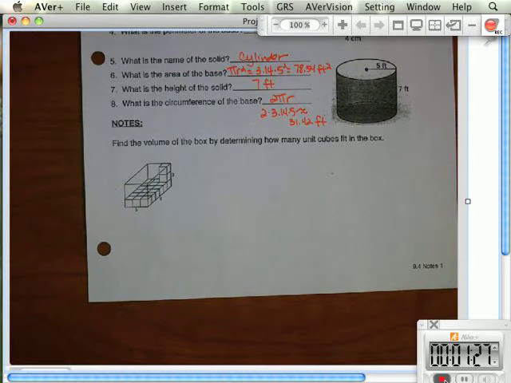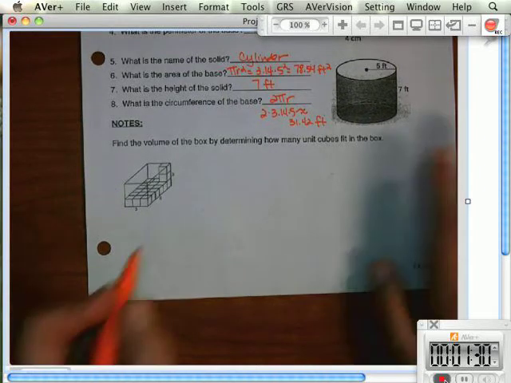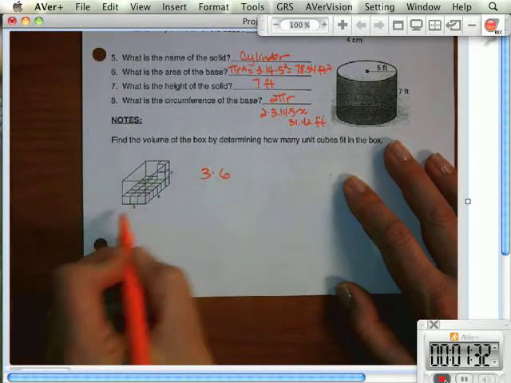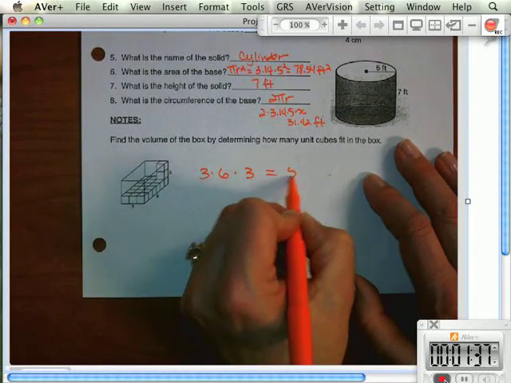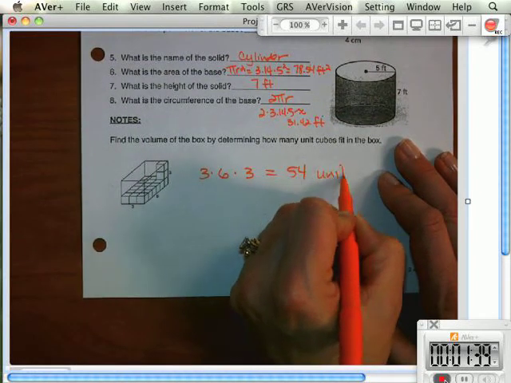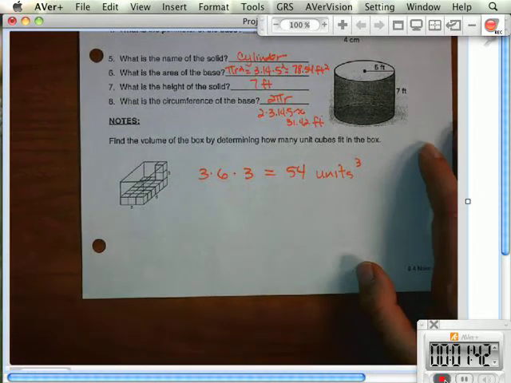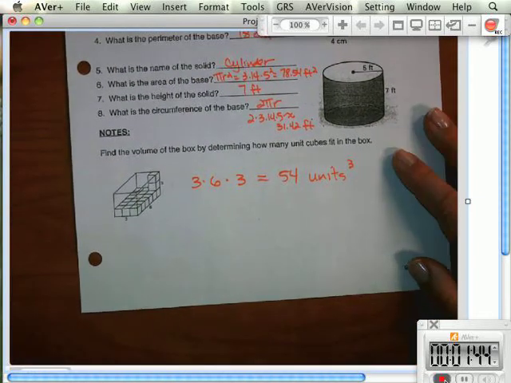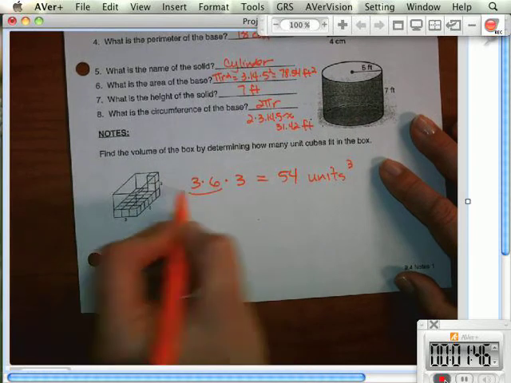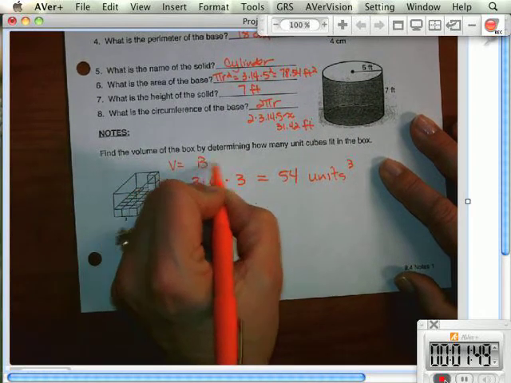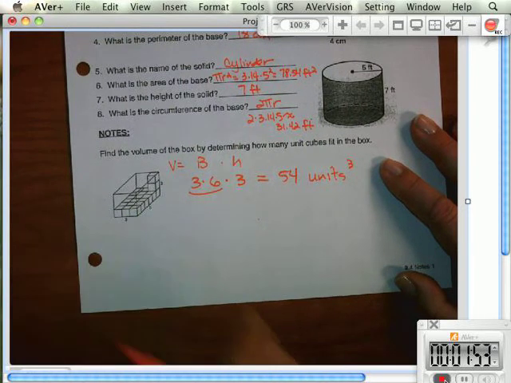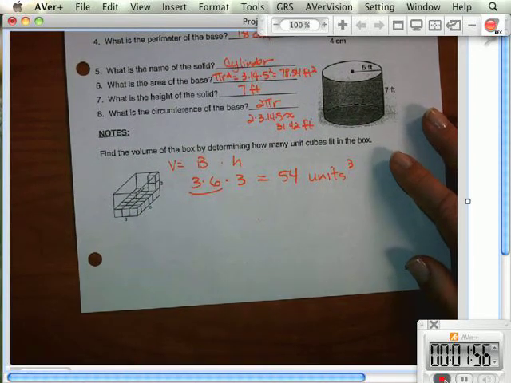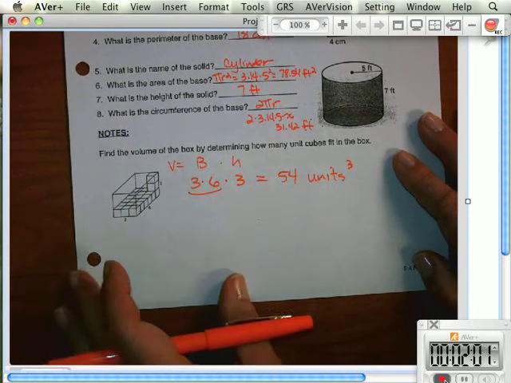Okay? That is how you would find the volume. 3 times 6 is 18, times the number of layers, which is 3. So there's a total of 54 units cubed. Now this is really the same as volume equaling the base times the height, isn't it? The base is 3 times 6, and the height is 3. Volume is way easier than surface area. I'm just saying. Okay? All right, turn it over.